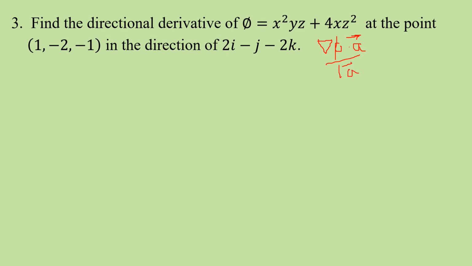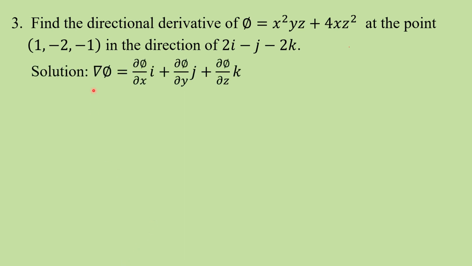So we need to first find the gradient of phi, that is del phi. First get del phi at the given point (1, -2, -1), then we can proceed to finding the directional derivative of phi along a. Okay, so we can first find the gradient. So what is a gradient? As all of you know now, del phi is nothing but dou phi by dou x i plus dou phi by dou y j plus dou phi by dou z k. Differentiate partially with respect to x, y, z.